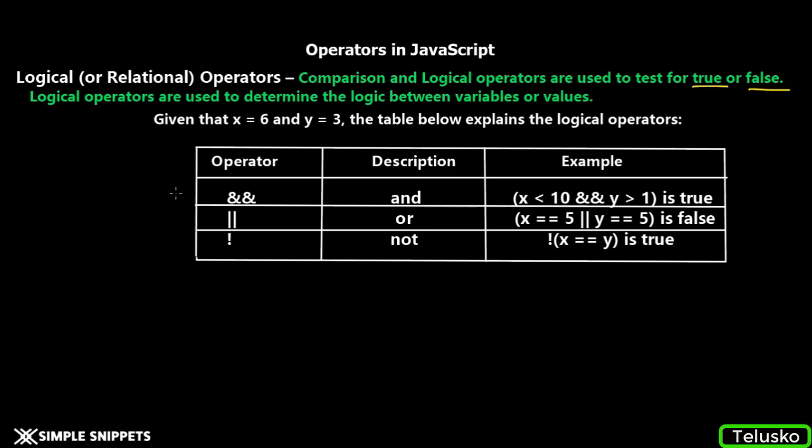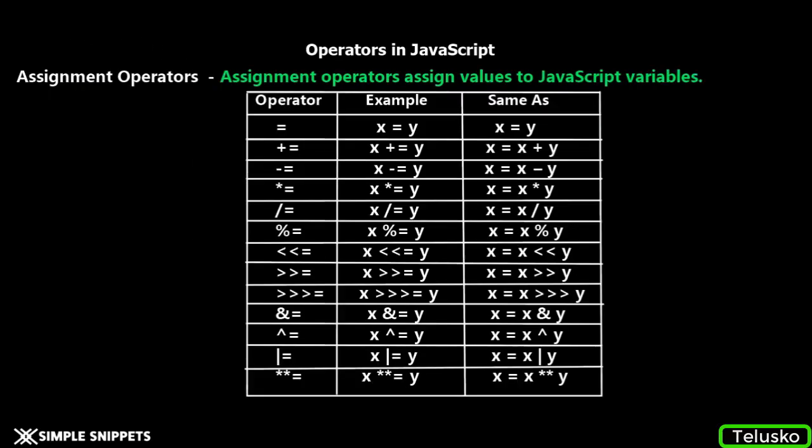So again, these are the three operators, the description, that is and, or and not, and then a little bit of example. You don't need to worry about all these. We are obviously going to take a look at them in detail in further videos. The next is the assignment operator, which is used to assign values to JavaScript variables or other entities. So we have equal to, we have plus equal to, we have minus equal to, and then there are examples and what they actually mean.